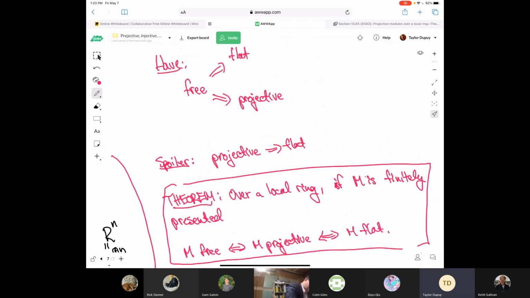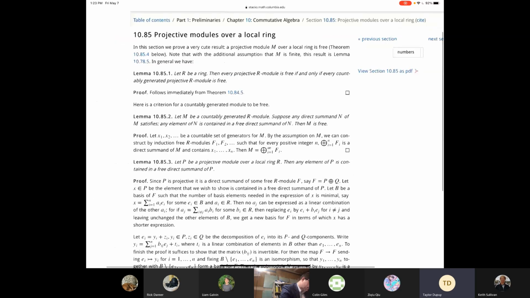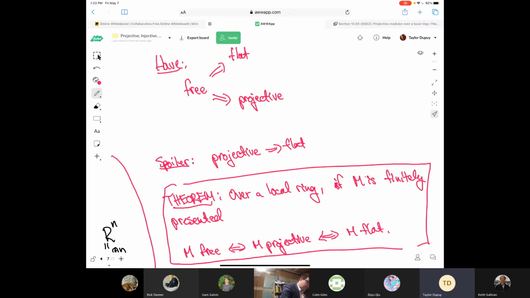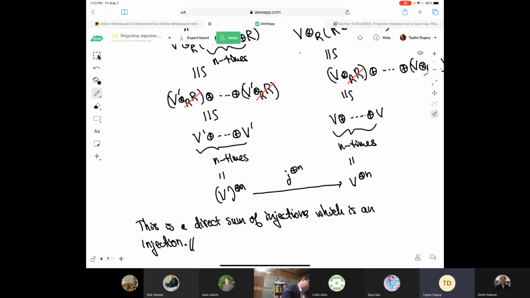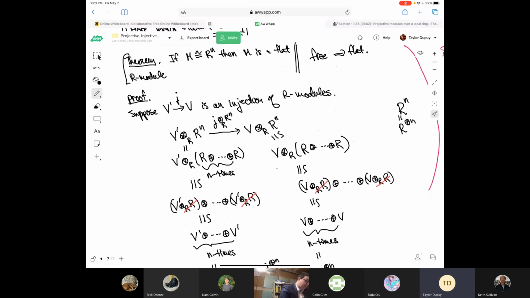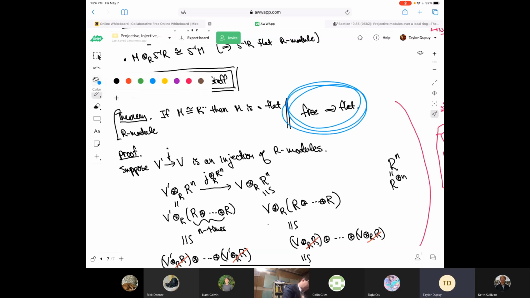Actually, this is what this tab was. All right, so this is the Stacks project. Okay. All right. But we're not there yet. But we did show that free modules imply flat. So that's what we just proved. We proved free implies flat. Okay. All right.